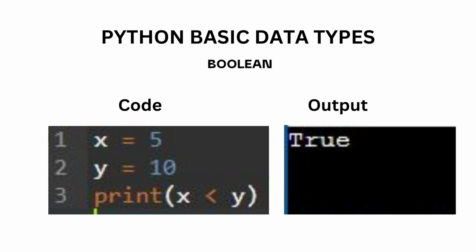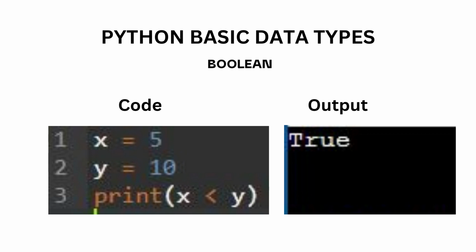Finally, let's talk about booleans. Booleans are used to represent true or false values. You can use booleans with conditional statements, such as if statements. Here's an example. In this example, we created 2 variables, x and y, with values of 5 and 10, respectively. Then we used the less than operator to compare x and y, which returned a Boolean value of true because 5 is indeed less than 10. We then printed out the result using the print function.